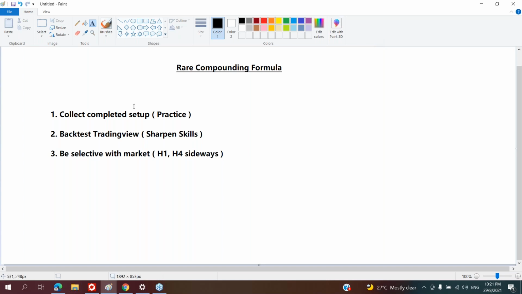Okay, so the formula has three steps. First, you have to collect completed setups, or I call it practice. Most traders really laugh at me for this because they think, the price is already complete, so why still collect the completed setup? But actually, it's the way I practice to get more familiar with the setups and the movement and all that. So I call it practice. How? Let me show you.